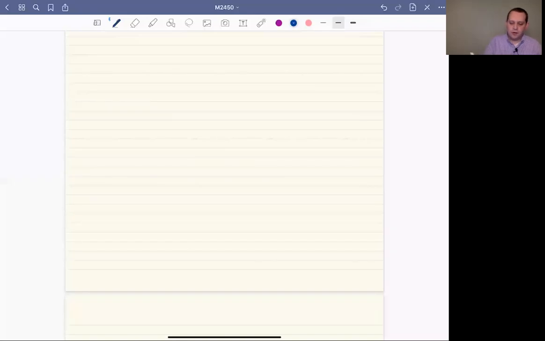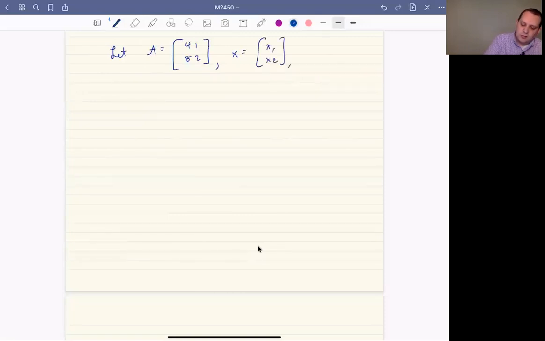All right, as a follow-up to our previous video where we solved a system of linear equations using an inverse, I want to talk about what's going to happen when A is not invertible. So let's let A be the matrix 4, 1, 8, 2, and X will be X1, X2, and B is going to be the matrix, let's say 4, 3.